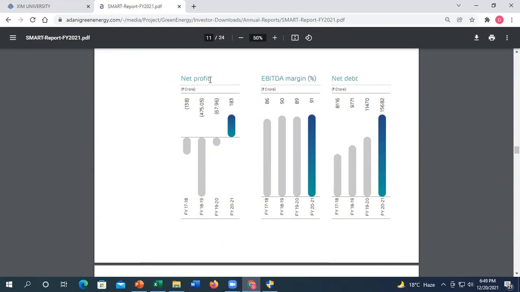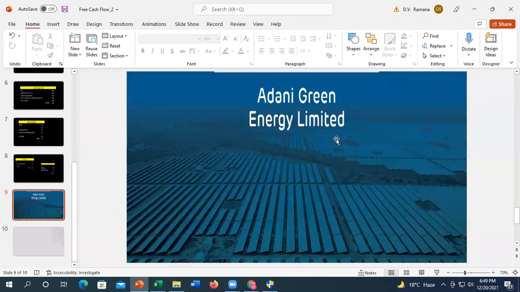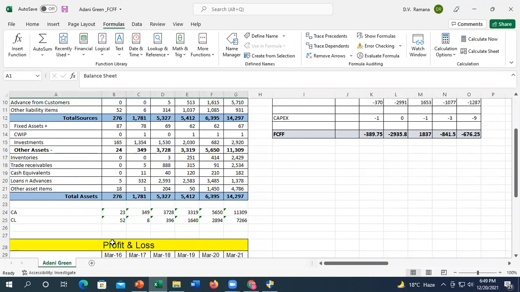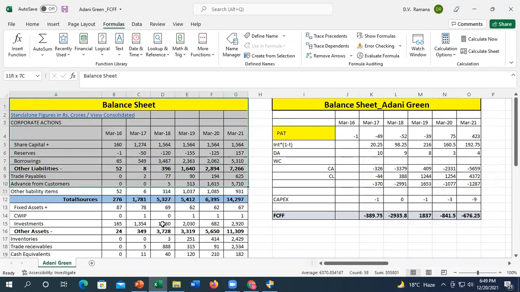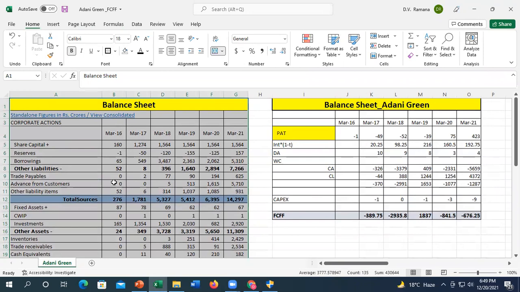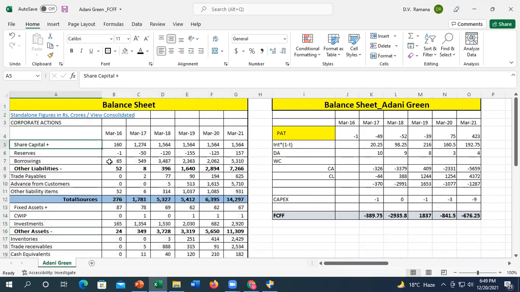So therefore, a question that should come to mind is whether Adani Green Energy is generating profit and cash from operations or not. To do that, we will pick up their balance sheet and income statement. I wanted to calculate the FCFF for a period of 5 to 6 years. The source of this data is Screener, which provides the data available on the internet. So we use the Screener database to calculate the FCFF.